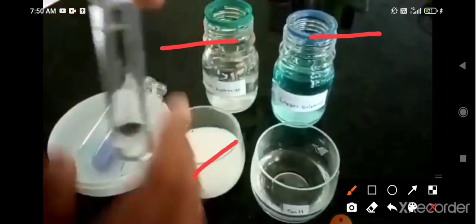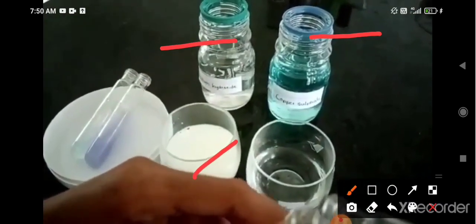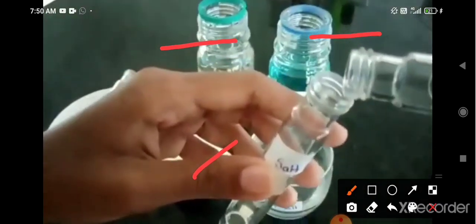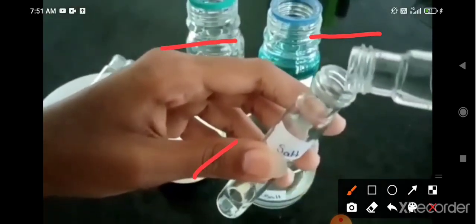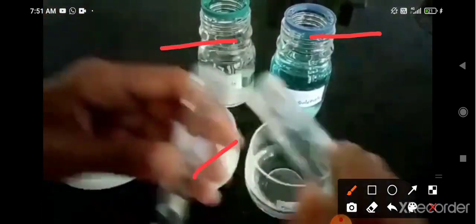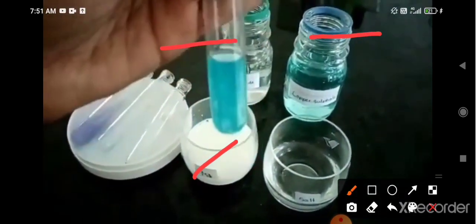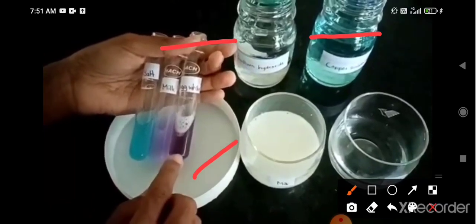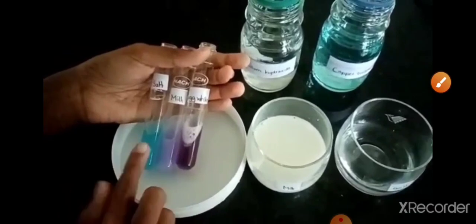Okay, if the color is dark, like in the case of egg, it was dark, so that indicates a higher amount of protein. In the case of milk, it was light, so it indicates a little amount of protein in the milk. Okay, now we have tested the salt solution. Now we will see the color is blue, which indicates no presence of protein in the salt solution.